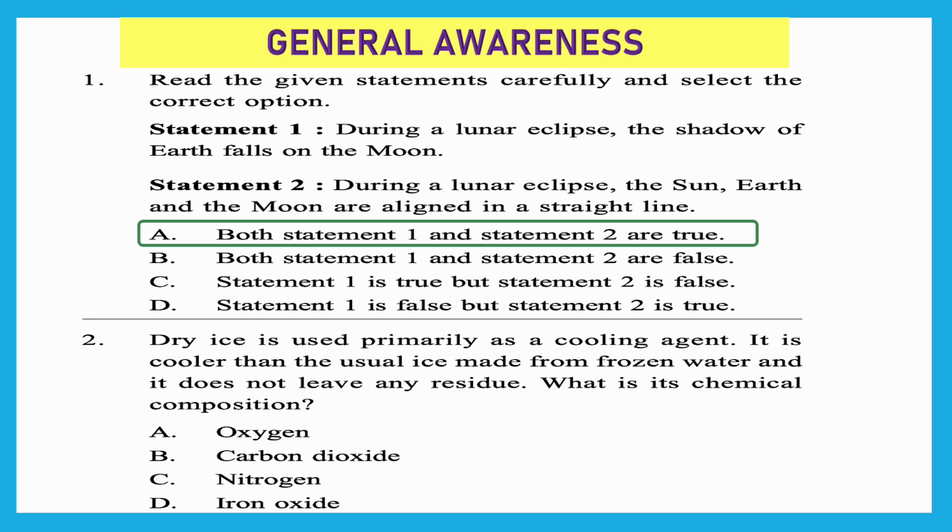Question 2. Dry ice is used primarily as a cooling agent. It is cooler than the usual ice made from frozen water and it does not leave any residue. What is its chemical composition? And the right answer here is carbon dioxide.